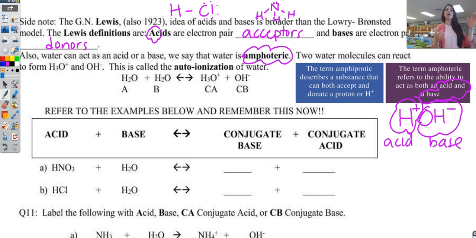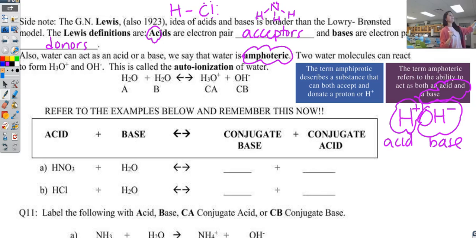Now, if you see in the text, they're going to talk about amphiprotic, okay? An amphiprotic substance is one that can both accept and donate a proton, or a hydrogen ion. So if it can both give one away or accept one, then it's called amphiprotic, okay? And I'm going to show you an example of something that is amphiprotic as well. We'll take a look at that in just a moment, when we look at some of the packet examples. Okay, so water can act as an acid or a base.